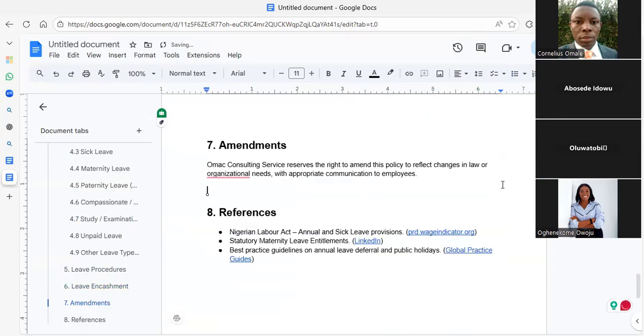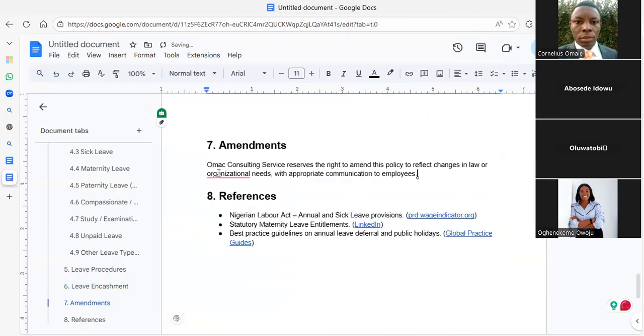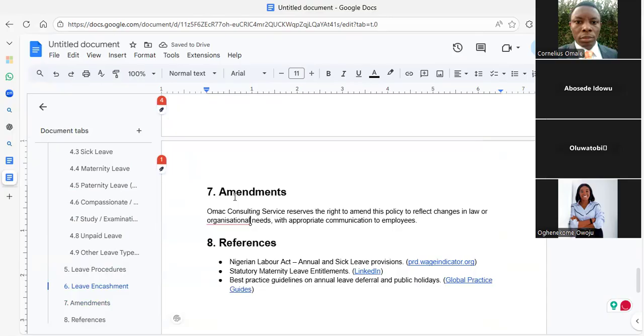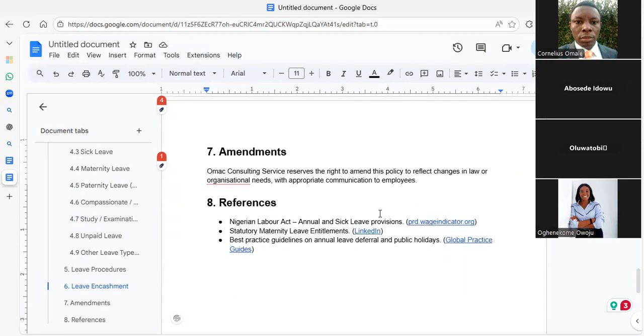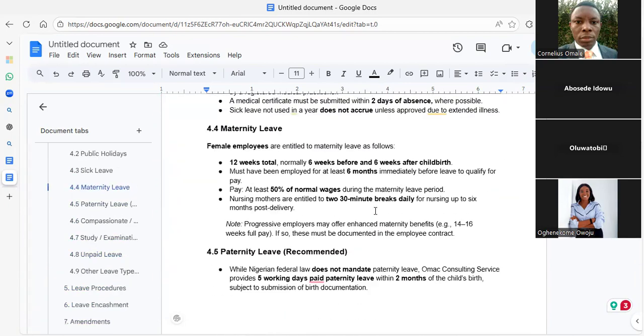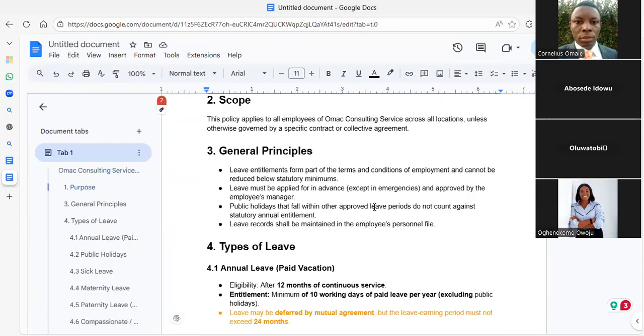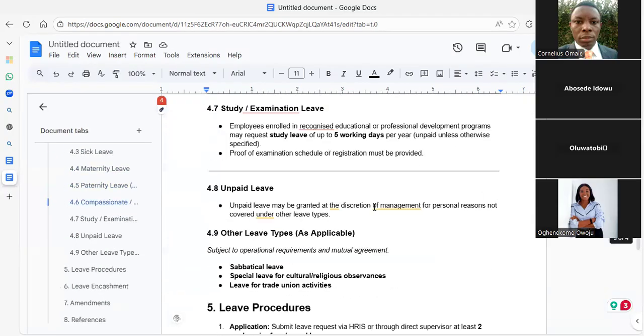But I bet you most of the companies don't even observe that, and the owner of the company always wants to fight it with you. So now, in any policy, you always put amendments. So Oma Consulting Services has the right to amend this policy to reflect changes in law or organizational needs with appropriate communication to employees. So this is just an example of a leave policy.